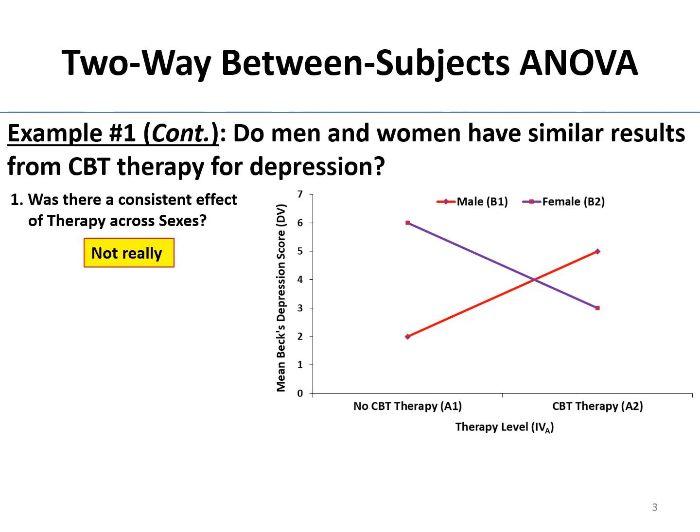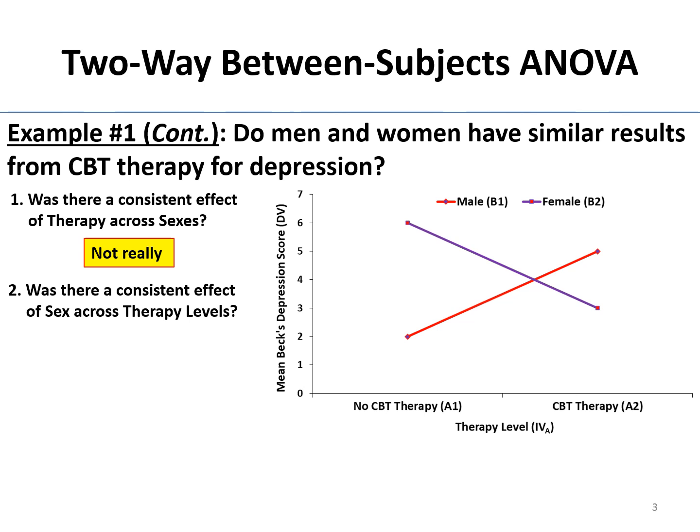I would say no. I don't see any real clear pattern in here showing that therapy was beneficial for all. So how about, was there a consistent effect of sex across therapy levels? Meaning, were men or women, one sex, consistently more or less depressed than the other sex, regardless of whether they got therapy or not.